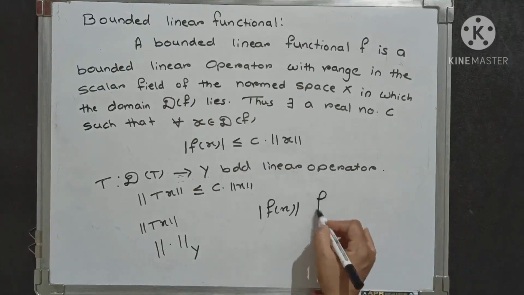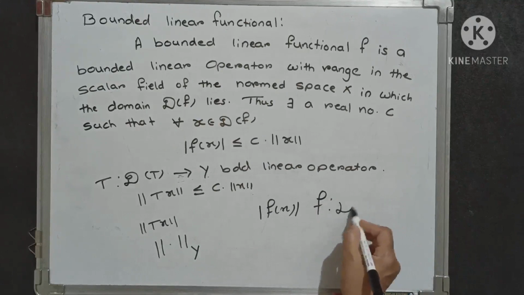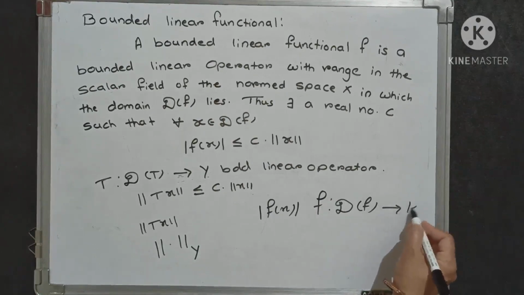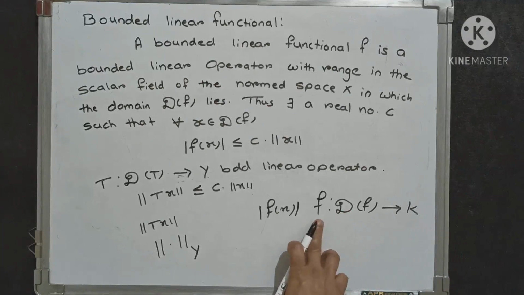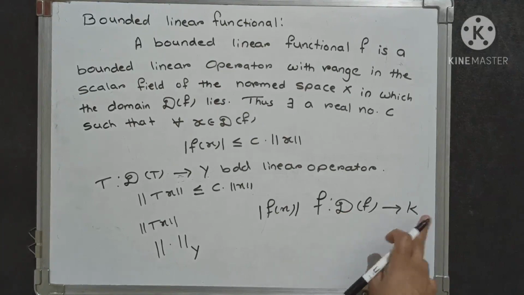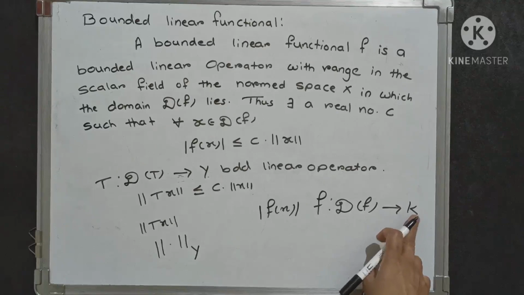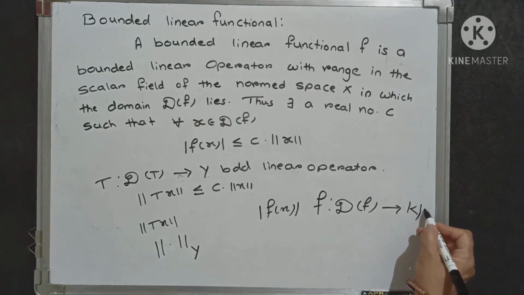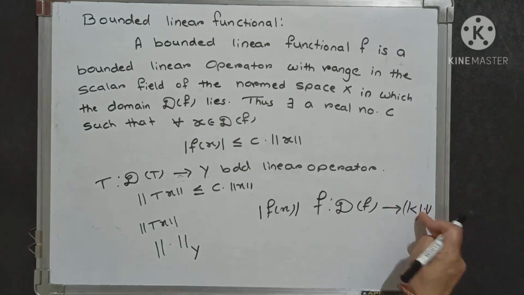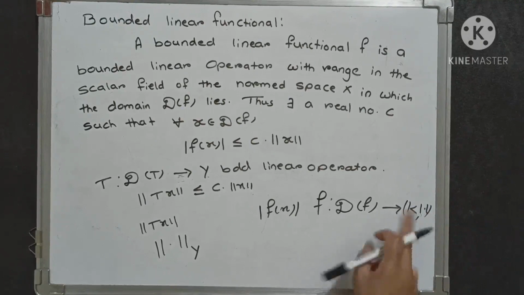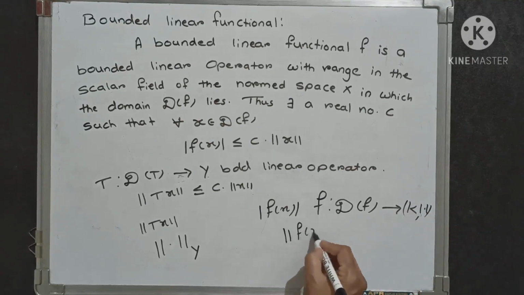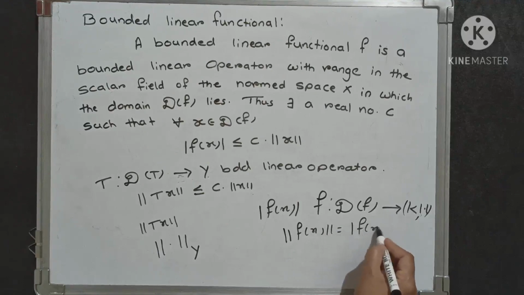But for the bounded linear functional, which is from script D of f to K, we know that the codomain is K, and K is a scalar field. As it is a scalar field, it may be real or it may be complex. If X is real, then K is real. If X is complex, then it is complex. In both cases, the norm on K is nothing but the mod, and therefore here the condition norm of f of x becomes mod of f of x.